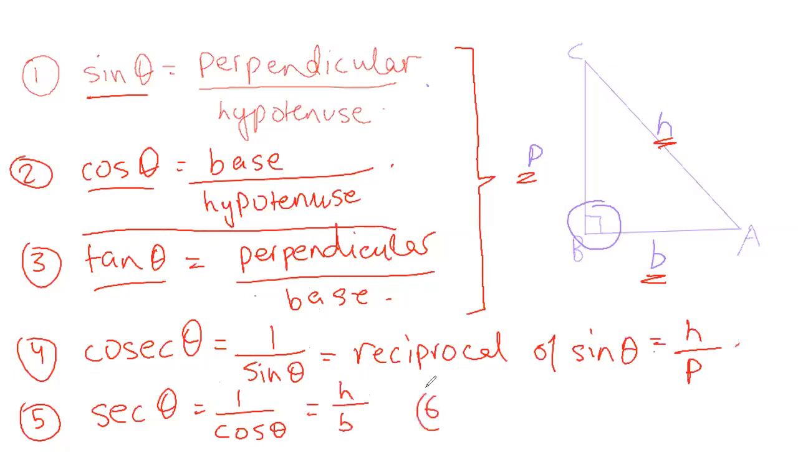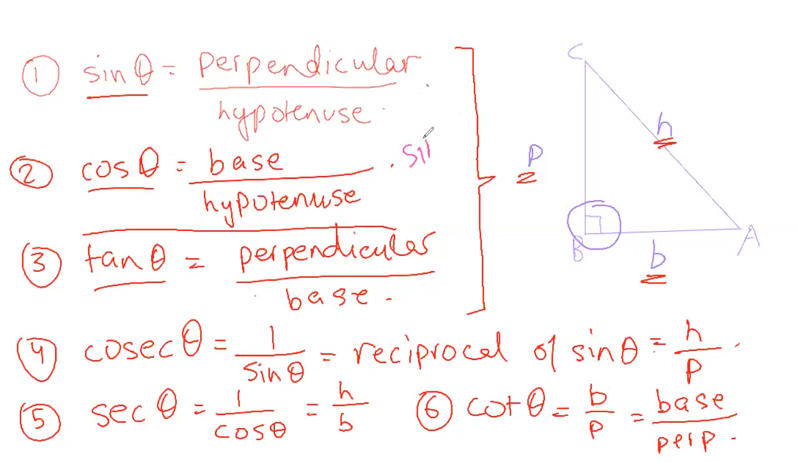And finally our last formula is cot theta. Cot theta is the reciprocal of tan theta. If tan theta is perpendicular upon base, cot theta is exactly the reciprocal of the tan theta formula, that is B upon P, base upon perpendicular. So these are known as the simple formulas, and these are known as the complex formulas.